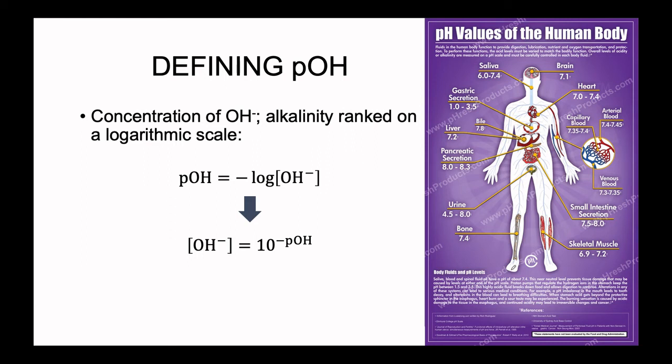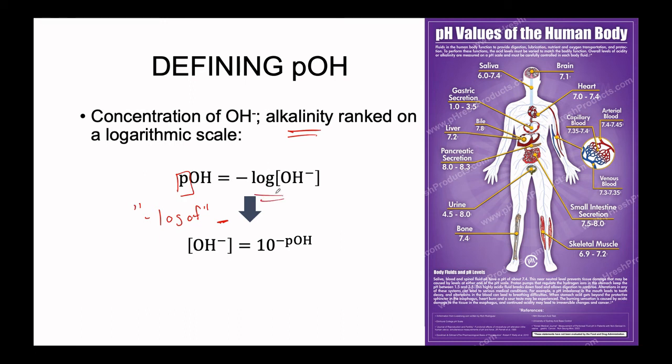Now, the concentration of OH minus in solution is a measure of the alkalinity of solution, which can also be ranked on a logarithmic scale. The pOH then can be found by calculating the negative log of the concentration of our OH minus. In other words, anytime you see this little p here, what this means is negative log of whatever follows after it. So pOH means negative log of OH, and that's exactly what we mathematically see.